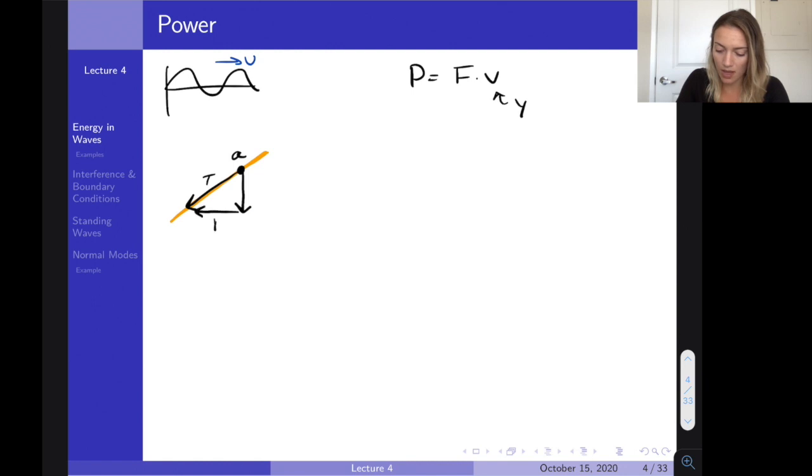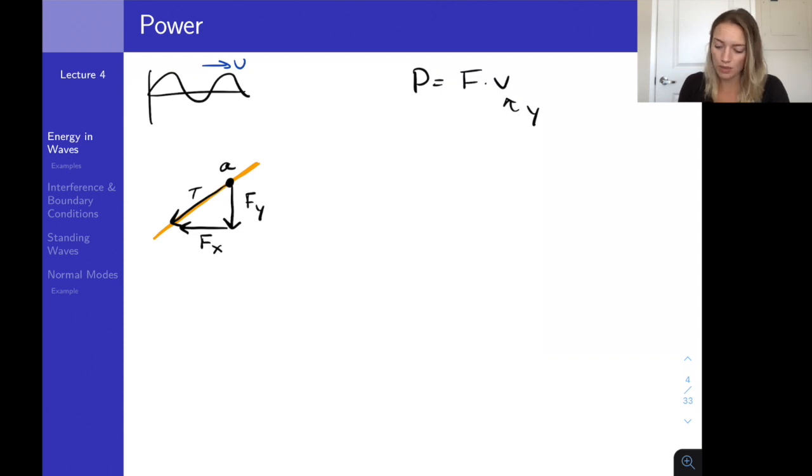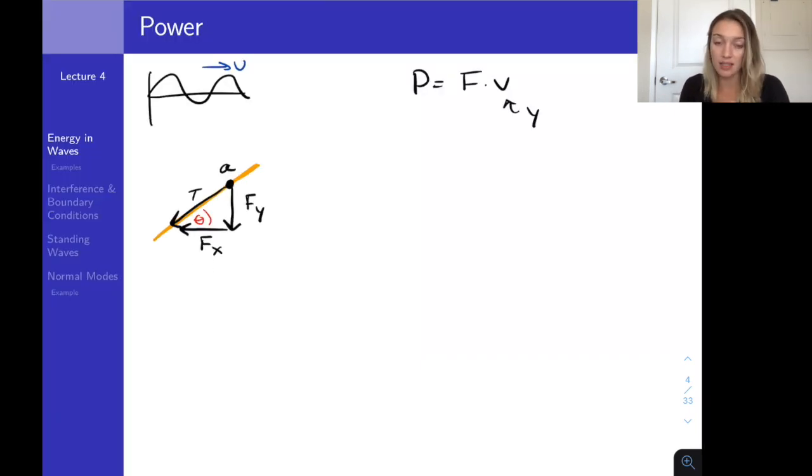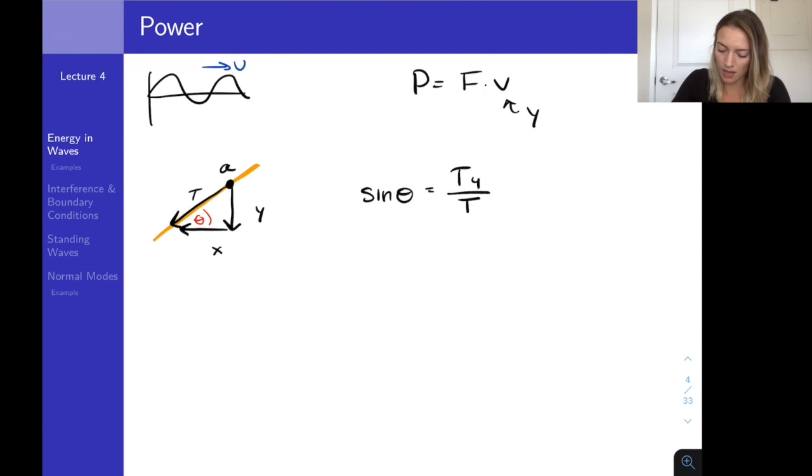So obviously we can draw something like this. So we have the Fx and Fy. Now let's figure out Fy. So let's look at this a little bit more carefully. We know that there's going to be some angle theta here. And we know also that sine theta is opposite over hypotenuse, right? So let's just write sine theta is opposite, which is Ty, over the hypotenuse, which is just the tension T. So this is going to be Ty and Tx, just so that's clear. Okay. So now we still need Ty.